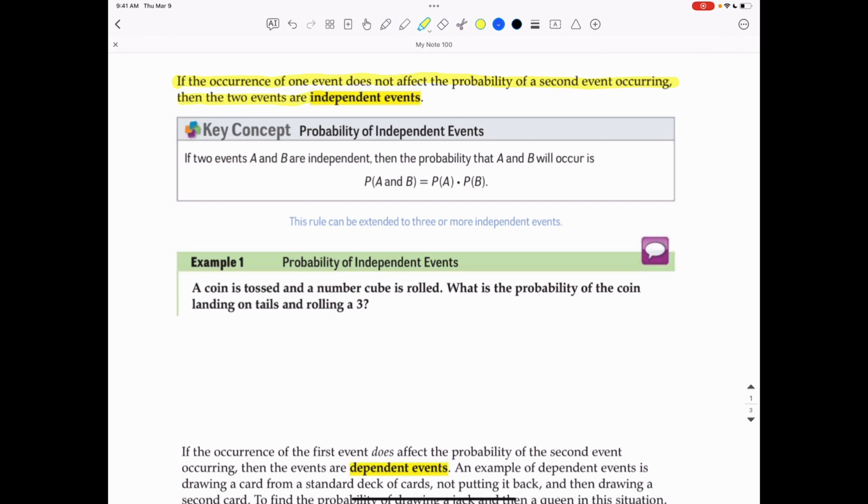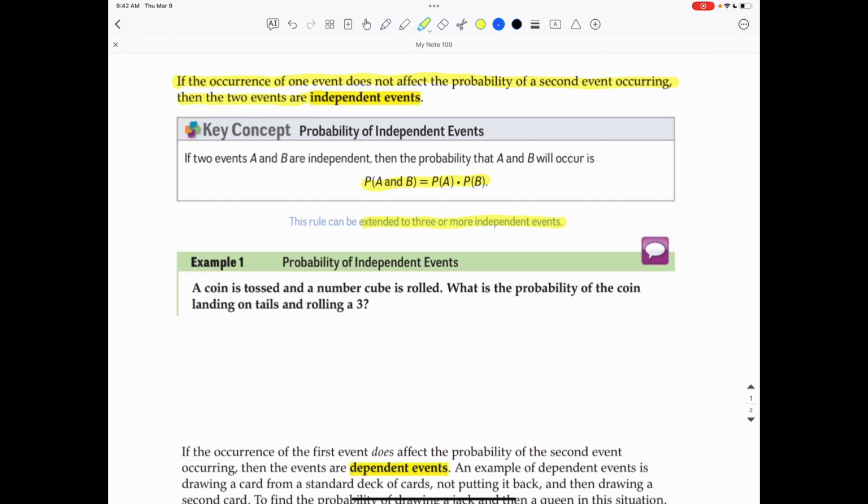That's different than if you're playing most card games, where if you get dealt a certain card, that means your opponents cannot get that card, so their probability is affected by what you have in your hand. Regardless of whether they're independent or dependent events, the probabilities are found the same way. To find the probability of two or more events occurring, you just multiply the probabilities of each individual event separately, and that'll give you the probability of all of the events occurring. This can be extended to three or more independent events as well.